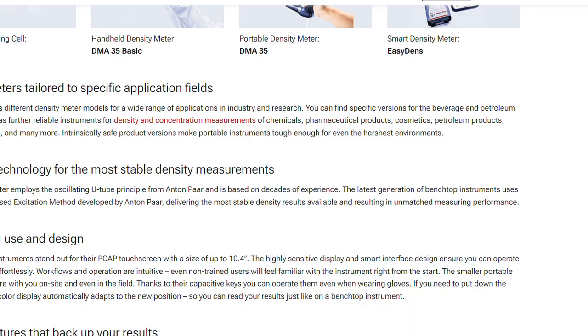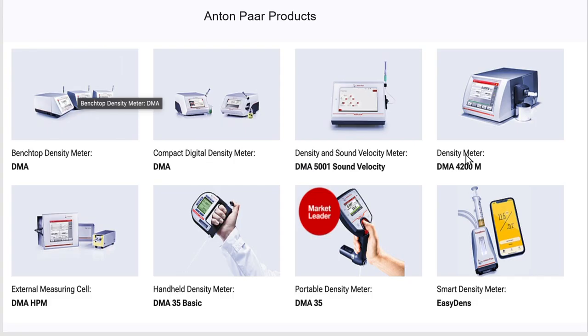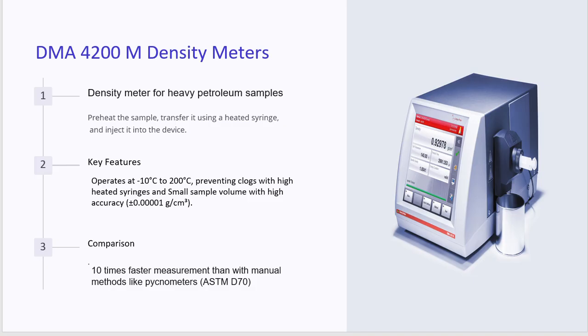In our presentation we take a short glimpse of the density meter DMA 4200M. Actually it is a density meter which is used in the petroleum industry. As you know, in the petroleum industry there are a lot of products, and as I said, density is also one of the important parameters to check the purity of petroleum.